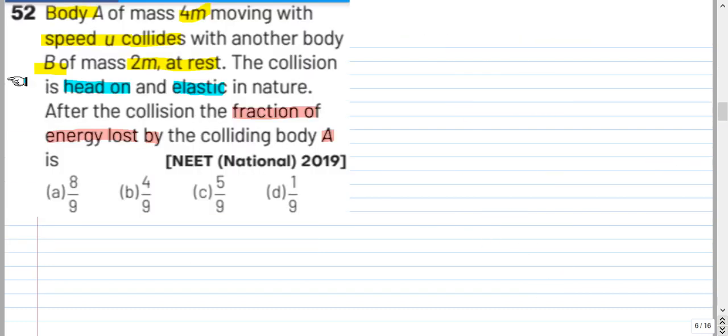This is the next question. A body A of mass 4m moving with speed u collides with another body B of mass 2m at rest. The collision is head-on and elastic in nature. After collision, the fraction of energy lost by colliding body A is. You can pause and attempt this question.